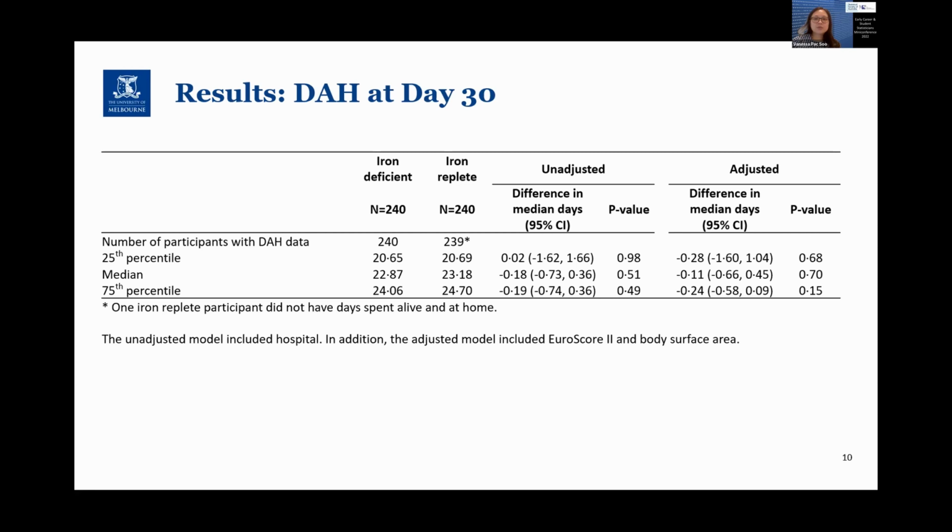The table shows the number of participants with days alive and at home data. It also shows the number of days alive and at home for each group at the 25th, 50th, and 75th percentiles, as well as the difference between groups in the unadjusted and adjusted analysis. The results suggest there was no difference between the iron deficient and iron replete participants in those percentiles.